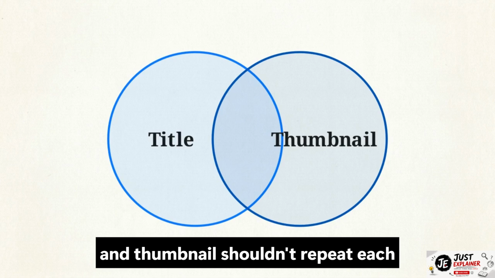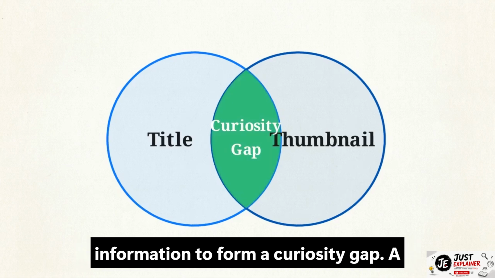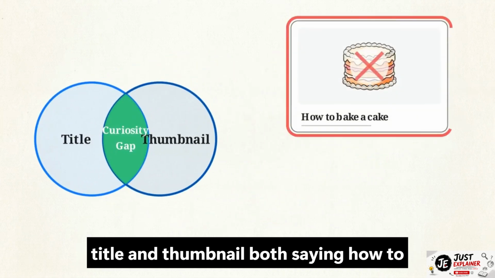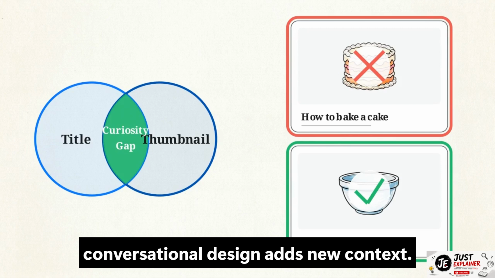Your title and thumbnail shouldn't repeat each other. Instead, they offer complementary information to form a curiosity gap. A title and thumbnail both saying how to bake a cake is redundant. A conversational design adds new context.